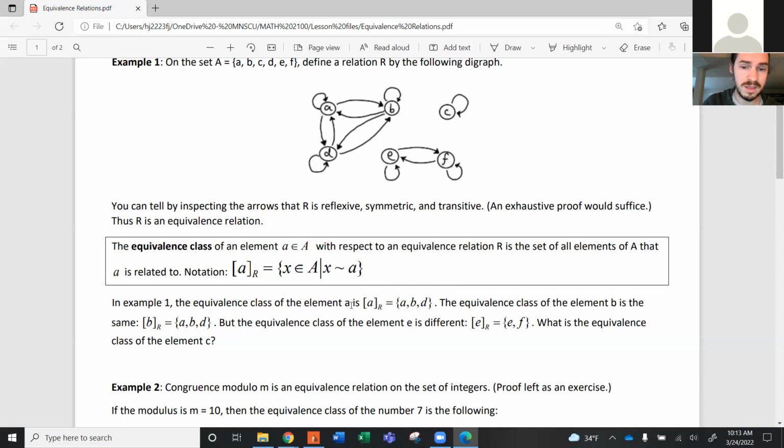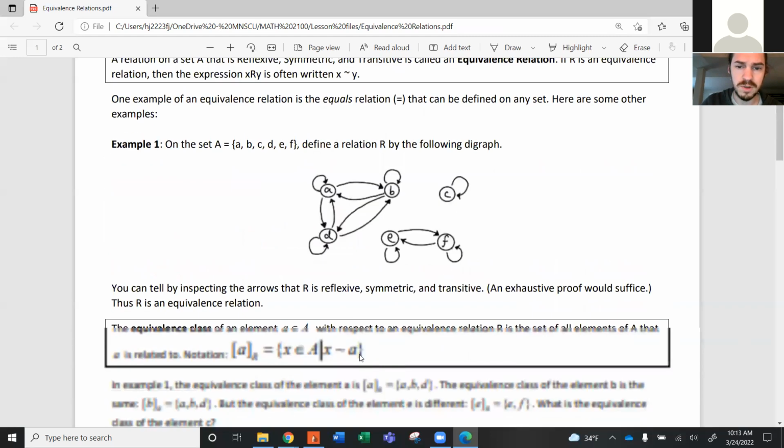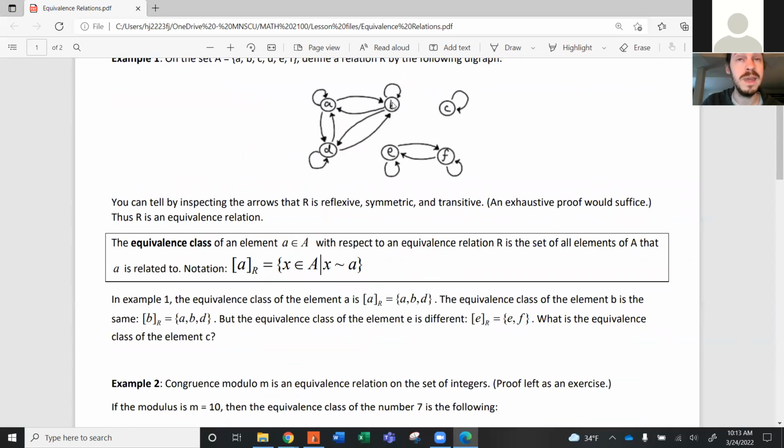So the equivalence class of A is {A, B, D}. You can see that I wrote that right here, A, B, and D. That exact same set containing A, B, and D is also the equivalence class for B. Oops, sorry. It's also the equivalence class for B, and it's also the equivalence class for D.